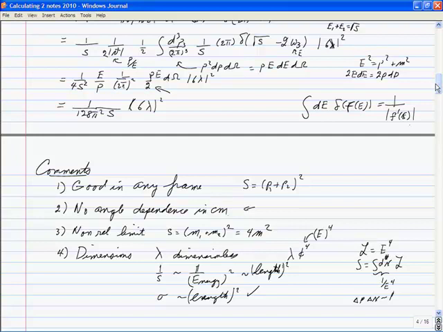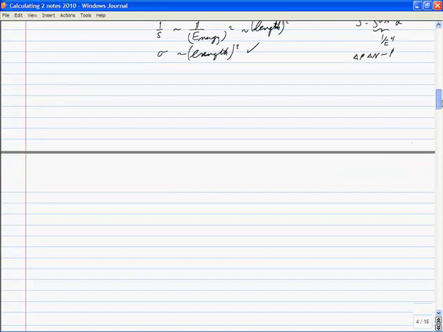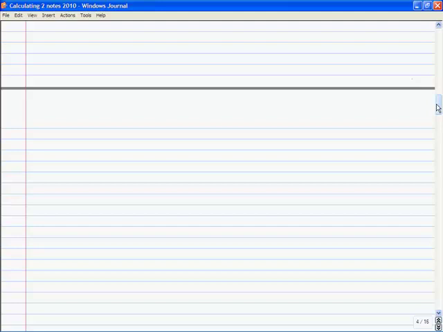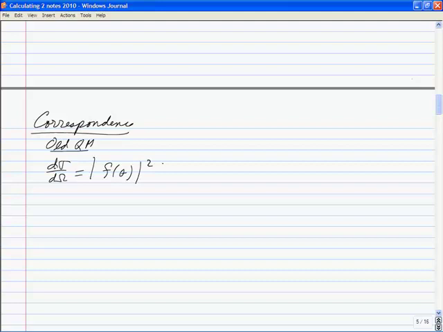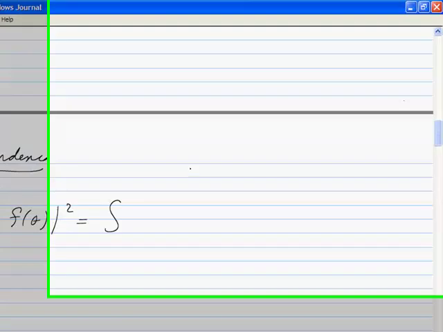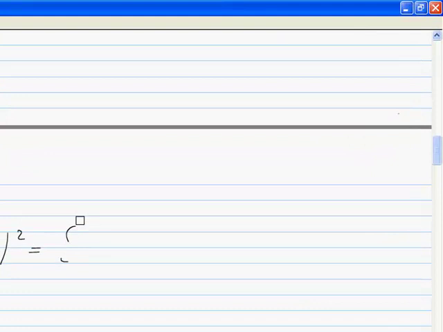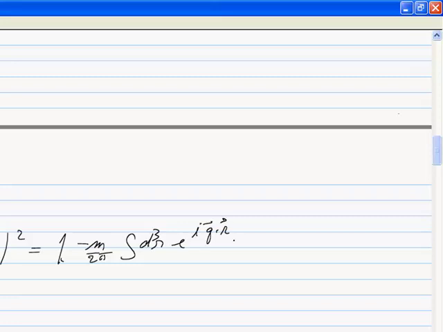Okay, questions on the calculation? All right, now's the intuition part. Let's go back and look at the non-relativistic calculations that we might have done. I'm going to call this correspondence. In old quantum mechanics, in the Born approximation, you would calculate d sigma d omega, which is f of theta squared, which is the absolute value of minus m over 2 pi times the integral d3r e to the i q dot r V of r, squared.